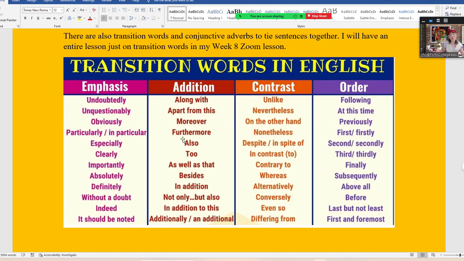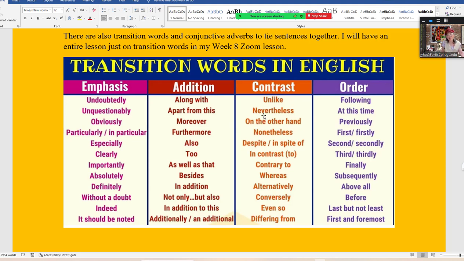I'm going to go over these with examples in week 8. I'll go over this a lot more. Alternatively, and also for your comparison contrast essay, these words will come in very handy. Instead of saying, as an adult, I have to go to work. As a child, I get to play all day. As an adult, I have to take care of my kids. But as a child, my parents took care of me. As an adult, you see how repetitive that kind of gets if you're doing childhood versus adulthood.